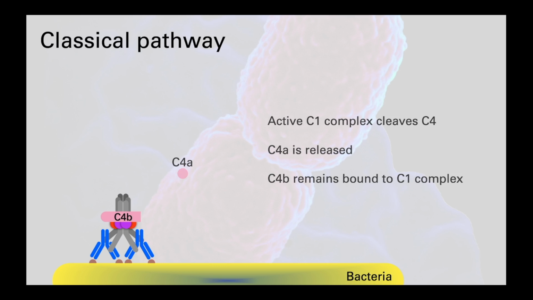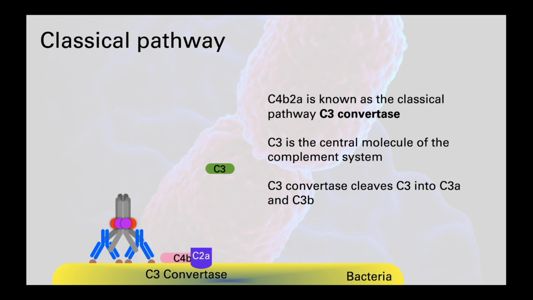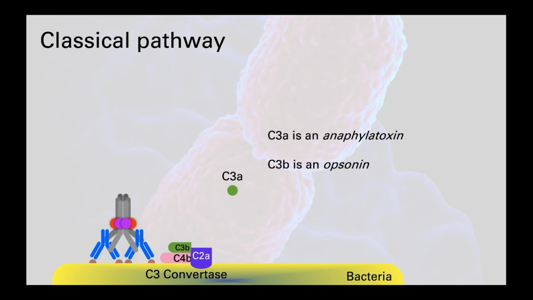C2 is subsequently recruited and cleaved. But remember, this is the odd one out, and the A fragment is the one that remains bound, and the B fragment floats away. The resultant C4b2a complex is another serine protease, which is the C3 convertase for the classical pathway. So named because it can bind and convert C3, which is the central molecule of the complement system, into C3a and C3b.